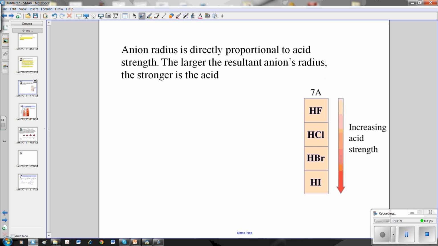So if we look right here, think about these four acids right here in group 7 in the periodic table. Radius is directly proportional to acid strength. The larger or the farther the atoms are from each other, the easier they are to separate. So if you know the trend for atomic size is as you go down a group in the periodic table, the ions get larger. So if you take a look at HF versus HI, HI is considered a stronger acid.